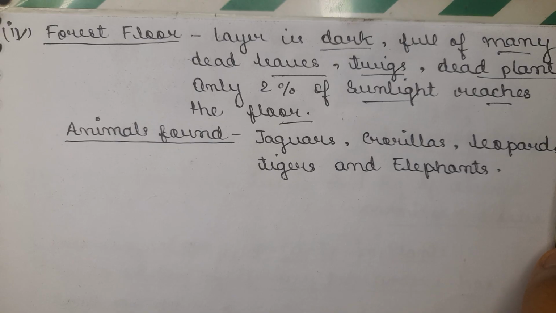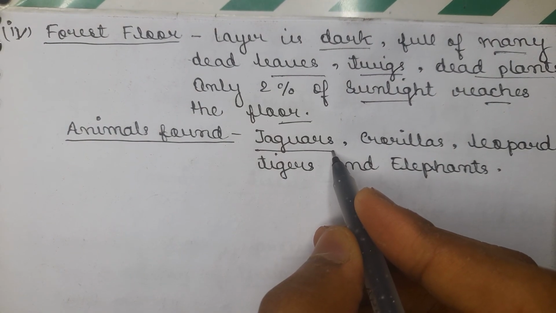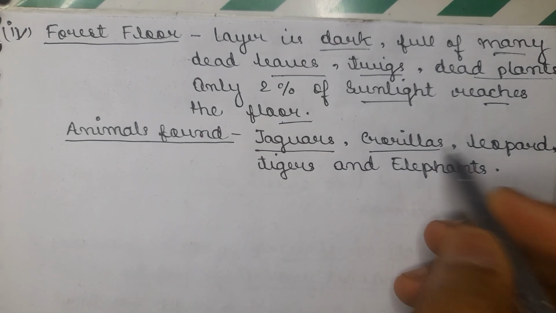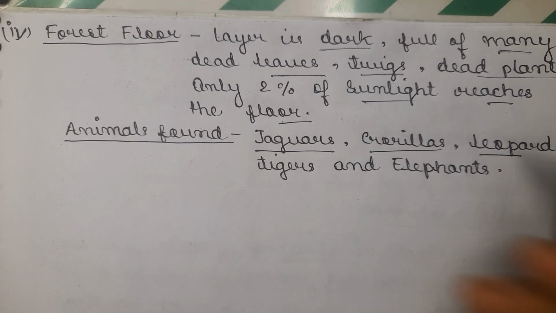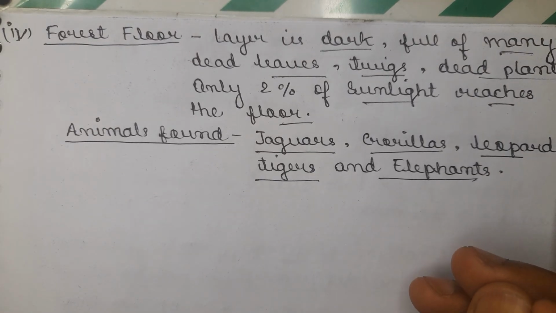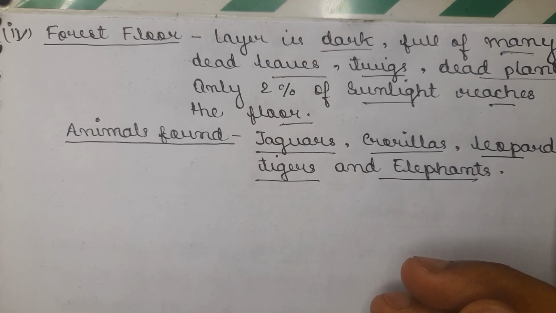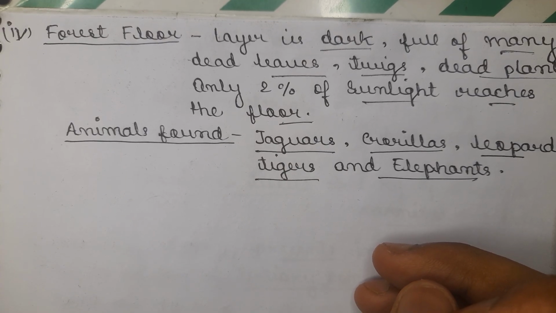Now the animals found in this layer include the jaguar, which is found in countries such as those in South America. The gorillas are basically found in Africa also. Leopards in Africa, tigers and elephants in Asia. All these animals are land animals, which only live on the ground floor or the forest floor region. So this was about the four layers of the forest that include the emergent, canopy, understory and the forest floor.